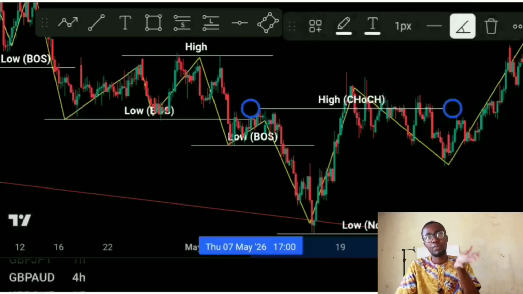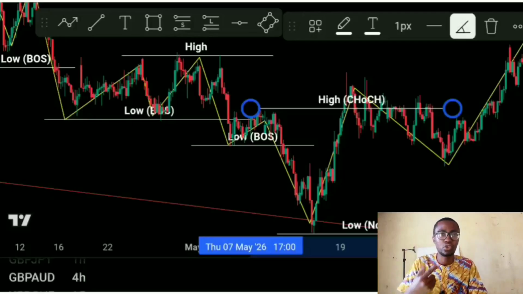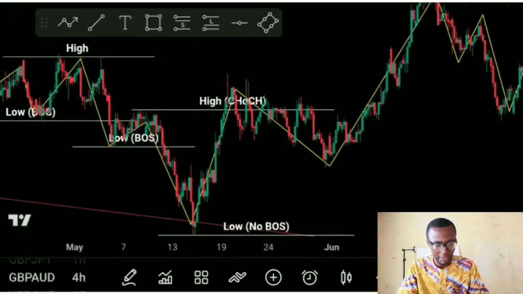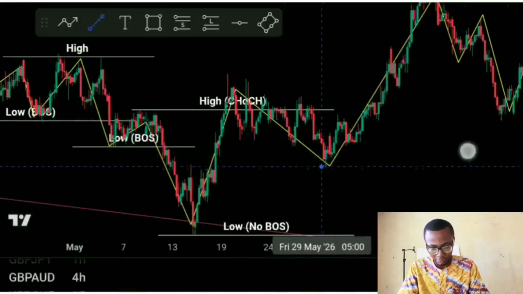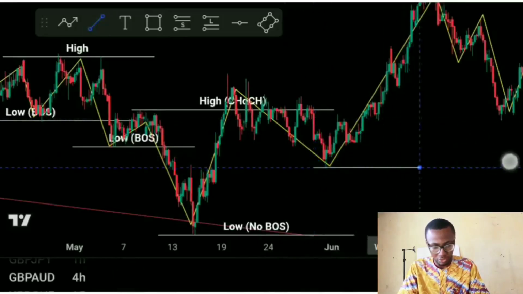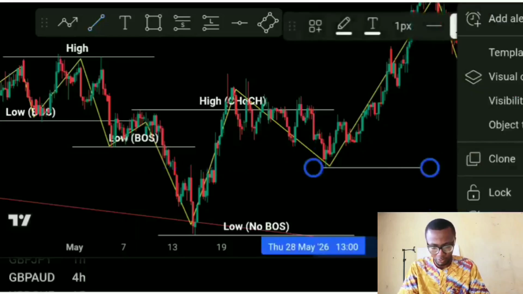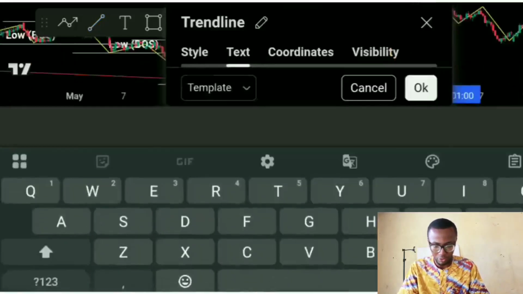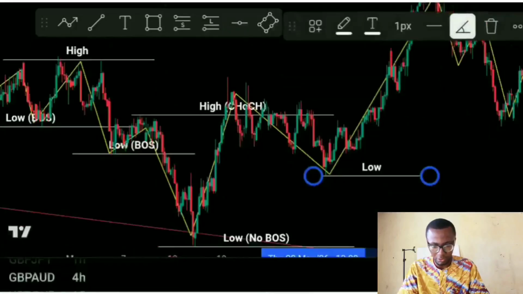So break of structure makes it remain a downtrend. But change of character means the high has been broken. So it becomes a change of character, which is a trend reversal, from a downtrend to an uptrend. Now, it created a new low here. And this low was not broken. So this low is just a low that was not broken. The low remains a low.